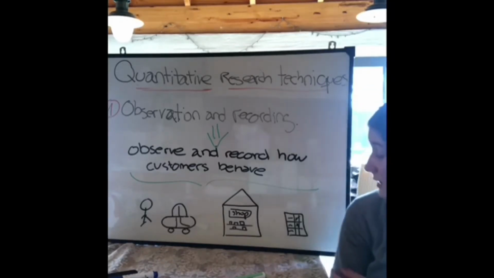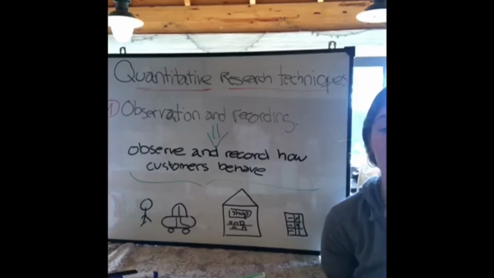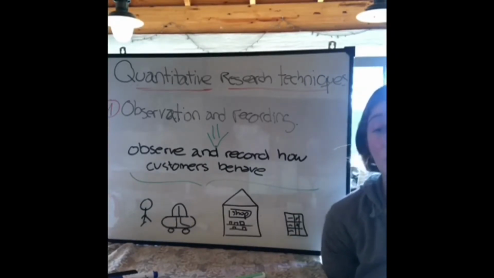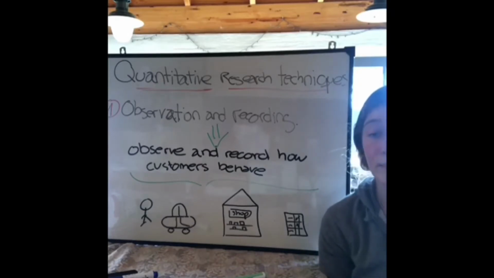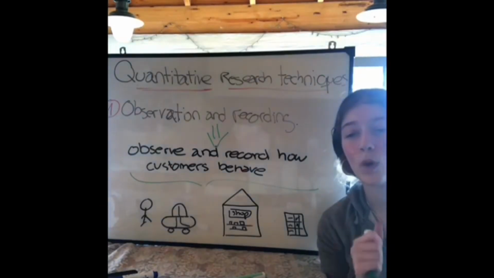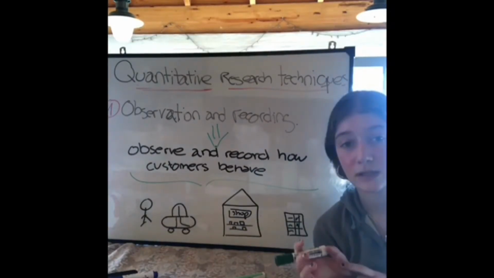And or just a simple inventory check can also be used to record sales over a period of time. But the results can be distorted if people are aware of being watched and may behave differently because of this.